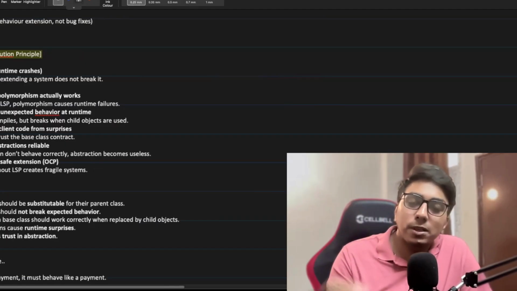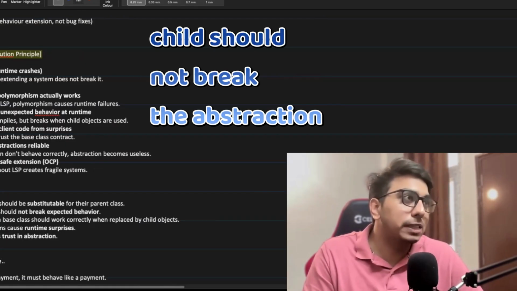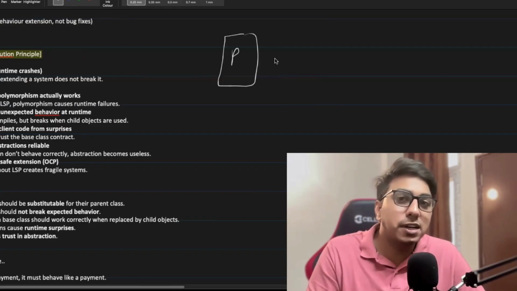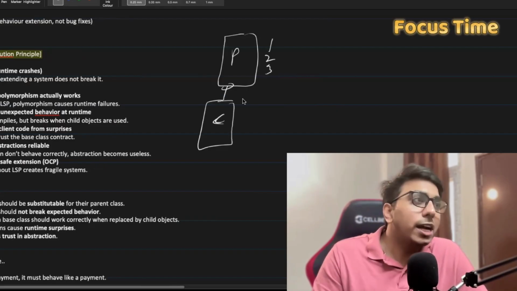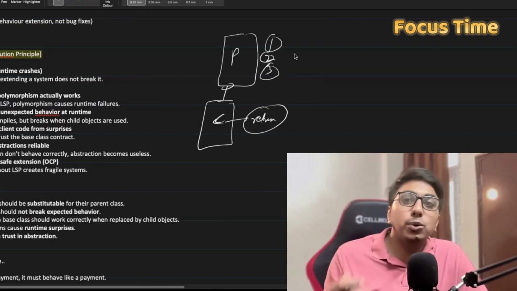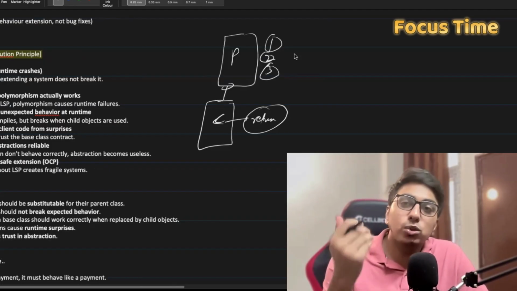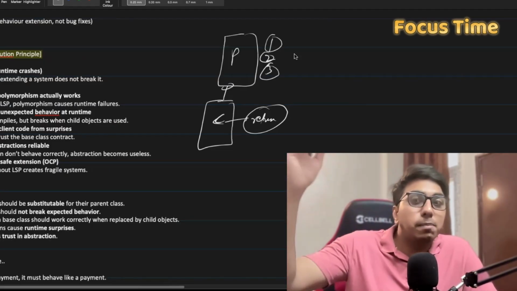Liskov Substitution Principle is based on a very simple idea: a child should not break the parent relationship. For example, this is a parent, which has some functionality 1, 2, 3. Now this is a child, and the child is basically extending the parent's behavior. The child should not deny it by saying I will not follow 3, I will not follow 2, I will not follow 1. Whatever the parent is giving to you, the child should respect that. The child should not override it and return an exception. The child should not say that it will not be using the parent's functionality.